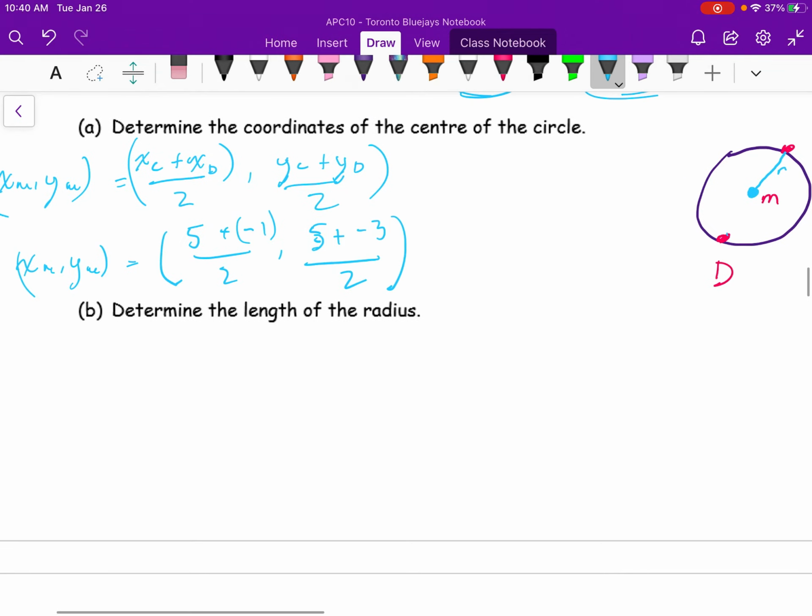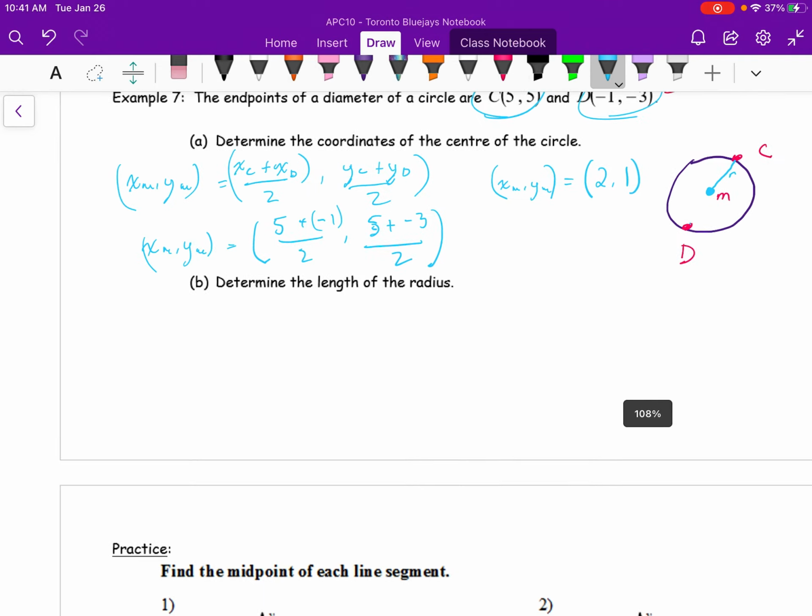If I take a look at this, my x-coordinate of my midpoint, or my center, it's mental math now. 5 plus -1 is 4. Divided by 2 is 2. Now, I'm going to say 5 plus -3 is 2. Divided by 2 is 1. So that is the center of the circle, (2, 1).